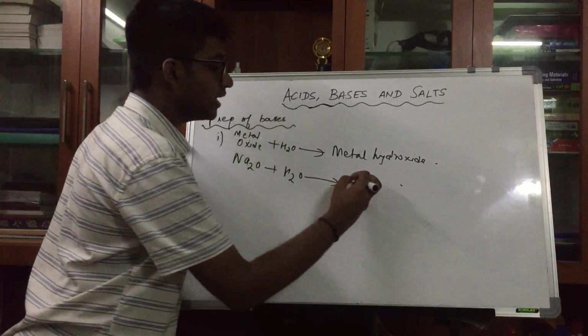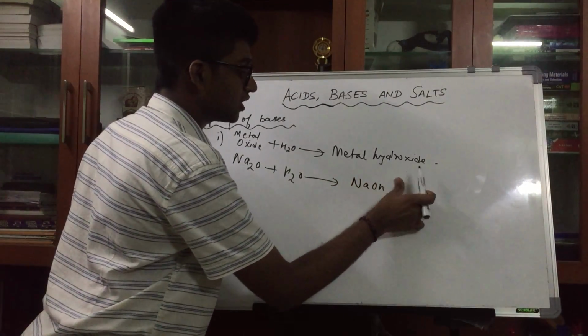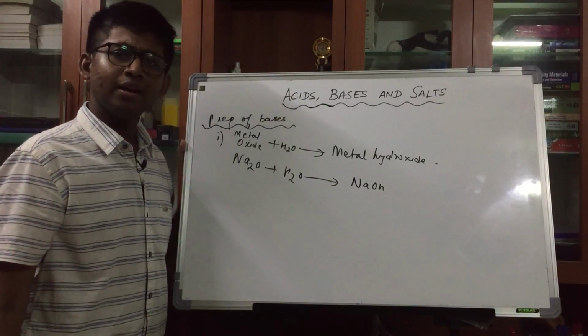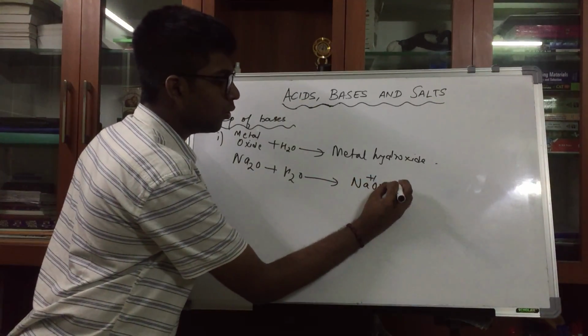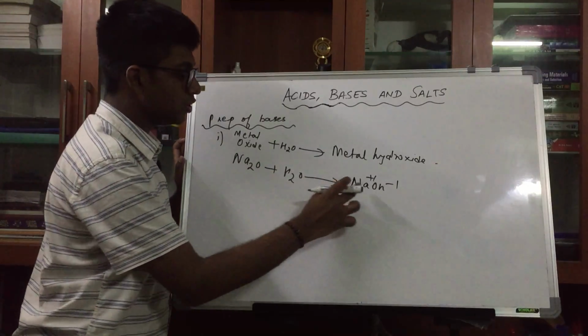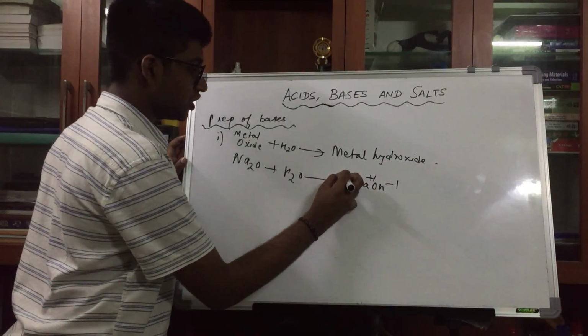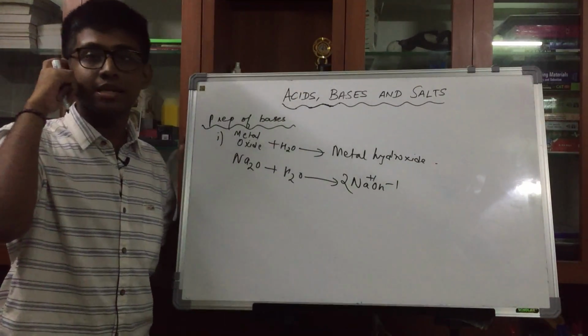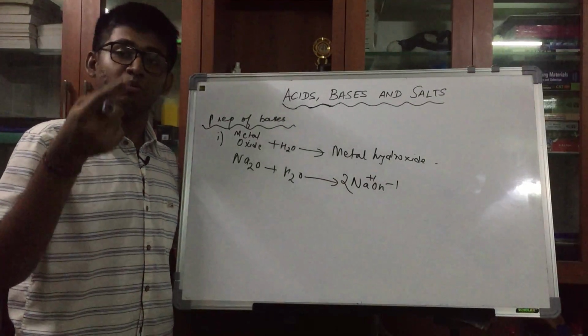The mistake is it is just NaOH. Why? Because Na is always plus 1, OH is minus 1. This is a mistake which I made here. So Na2O plus H2O gives you NaOH. Now to balance, just put 2 here. Everything is completely balanced. Now I am sure you understand what mistake I made.